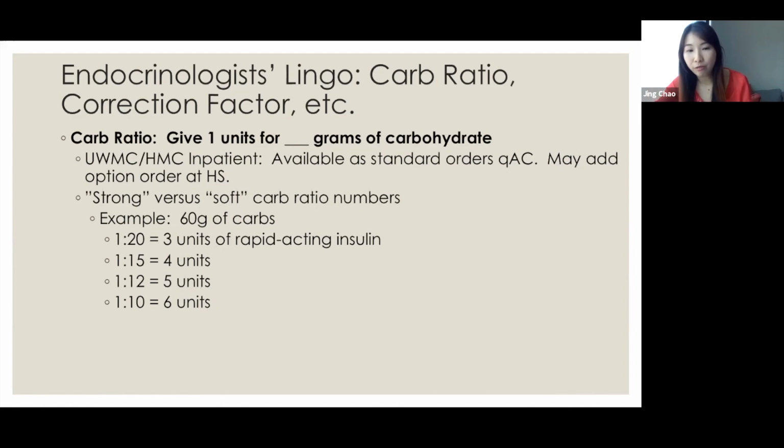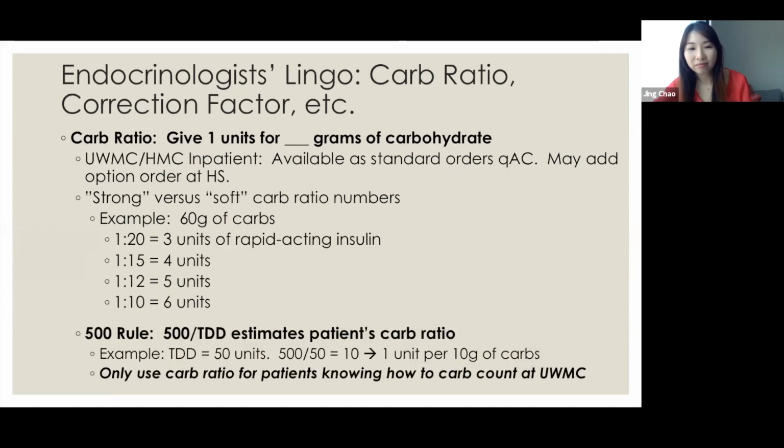For 1 per 15, 4 units; 1 per 12, 5 units; 1 per 10, 6 units. Now you get the idea that the smaller the carb ratio, the greater amount of insulin that they get. I want to show you a very handy rule, the 500 rule.